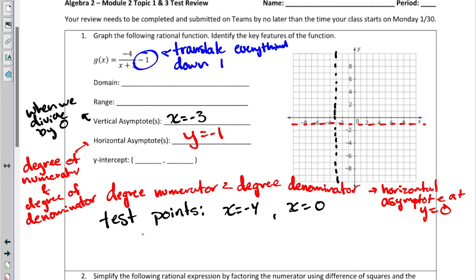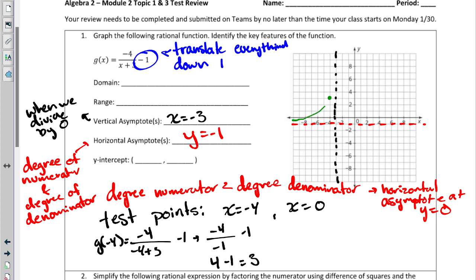I'm going to get this. g of negative 4 is negative 4 over negative 4 plus 3, minus 1. Well, that becomes negative 4 over negative 1, plus 1. Sorry, I said minus 1, it's plus 1. That is positive 4, because a negative divided by a negative is a positive. So 4 minus 1, which is 3. So when x is negative 4, y is 3, which is above my horizontal asymptote, which means my line is going to look something like this.